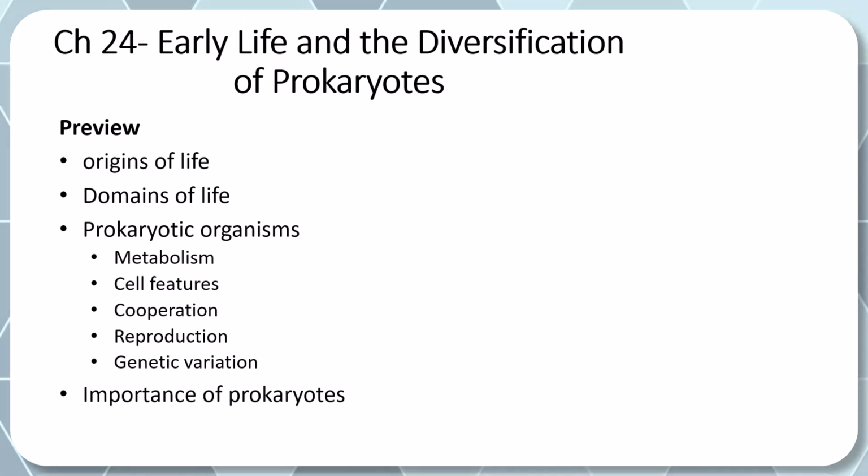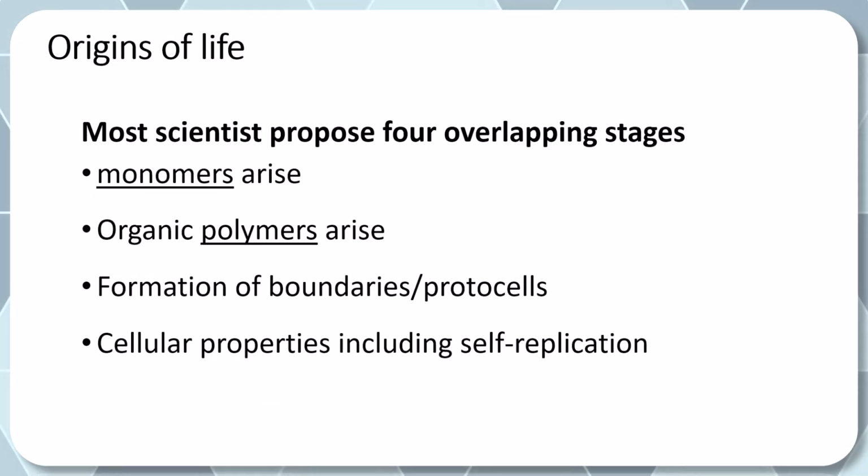So chapter 24 is largely about the origins of life, a little reminder about the three domains of life, and then some information on prokaryotic organisms. This whole first unit is really about diversity of life. So let's jump into how life began.